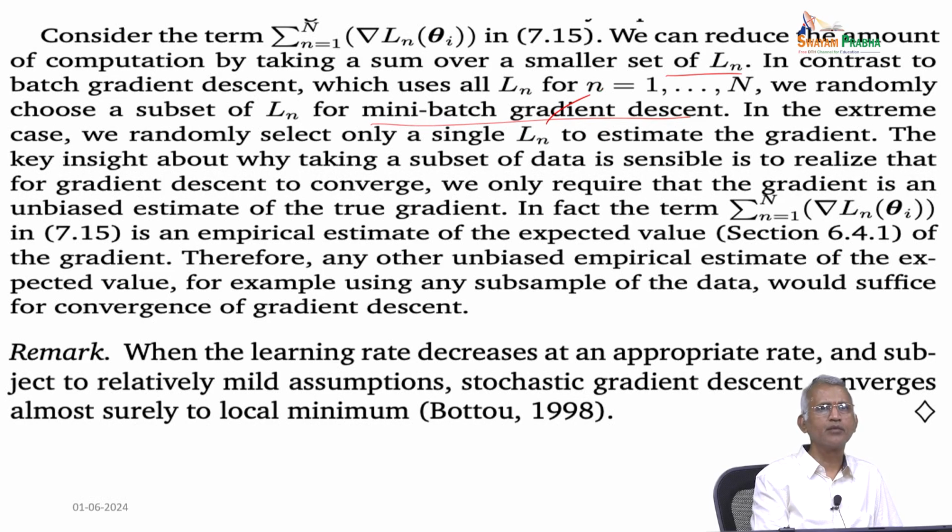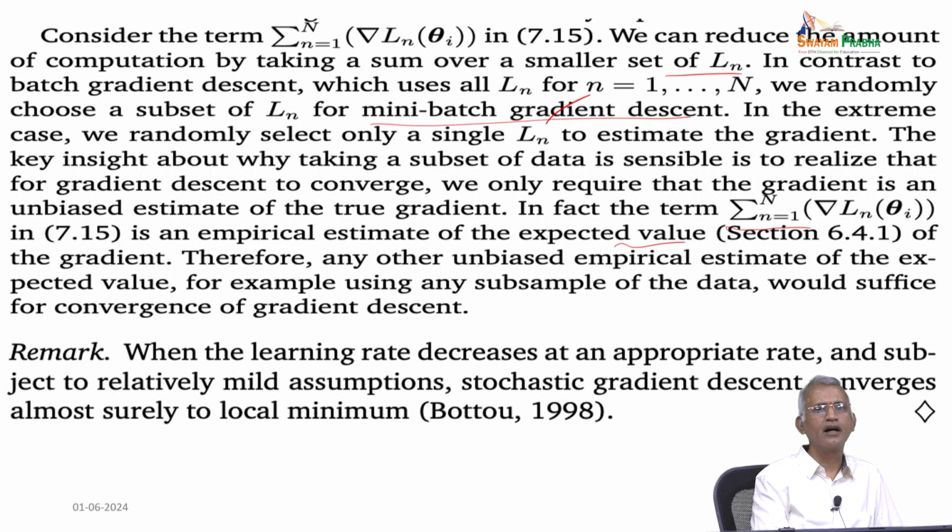The key insight about why taking a subset of data is sensible is to realize that for gradient descent to converge, we only require that the gradient is an unbiased estimate of the true gradient. In fact, the term summation n equal to 1 to N of delta L n of theta i is an empirical estimate of the expected value of the gradient.